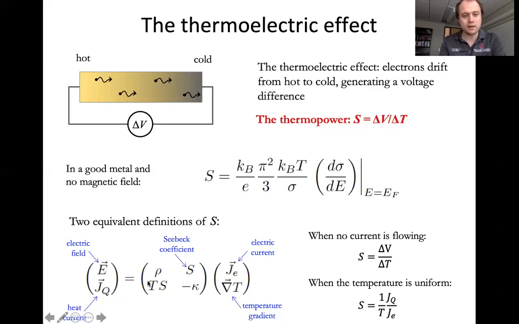And basically, you can also define the thermal power in terms of the heat current that you get for a given electric current. So in particular, now there are two equivalent ways to define thermal power. You can either think that when no electric current is flowing, the thermal power is delta V over delta T, or when the temperature is uniform and you do have electric current flowing, the thermal power can be defined as the ratio of a heat current to electric current. And the second definition is the one that's going to be more convenient for me to use for most of this talk. That large thermal power is when a given electric current gives you a large heat current.